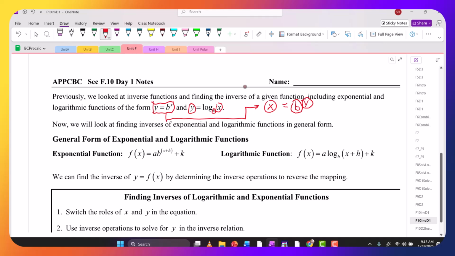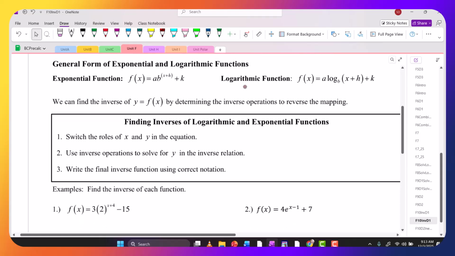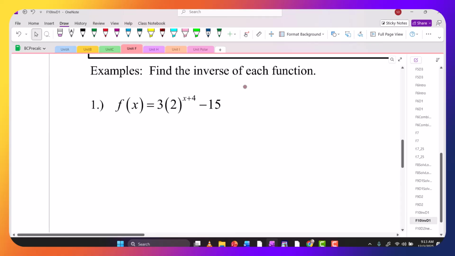You literally switch x and y on the exponential and then resolve for y through changing that exponent to a logarithm. All right, you could go ahead and look at all this, follow all these directions, because that's exactly what I'm going to do here. So we're just going to go right into the math. When I say inverse, you say switch x and y.